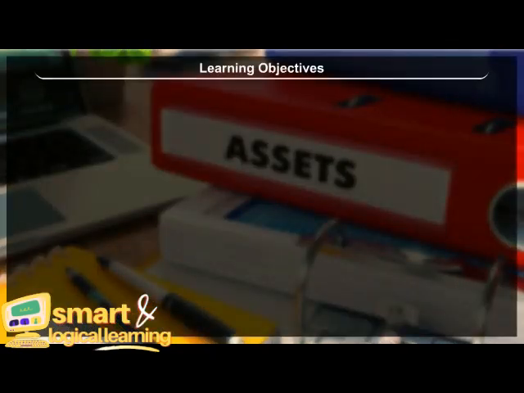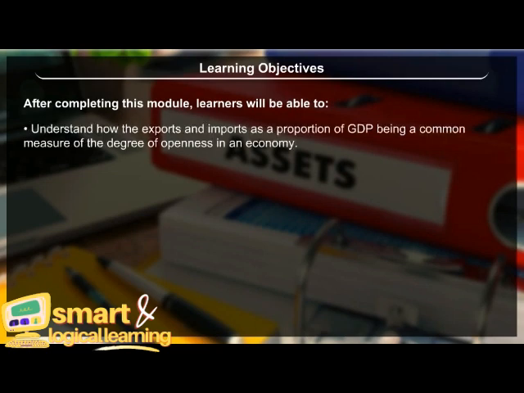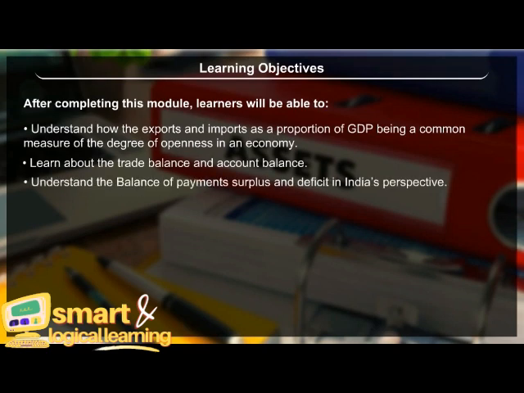Learning objectives. After completing this module, learners will be able to understand exports and imports as a proportion of GDP, being a common measure of the degree of openness in an economy. Learn about the trade balance and current account balance. Understand the balance of payments, surplus, and deficit from India's perspective.